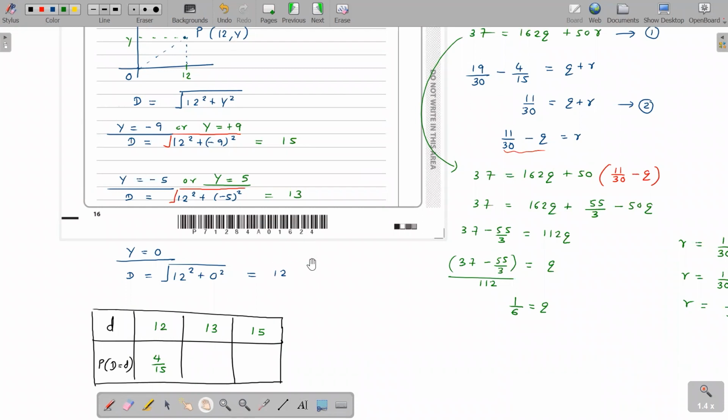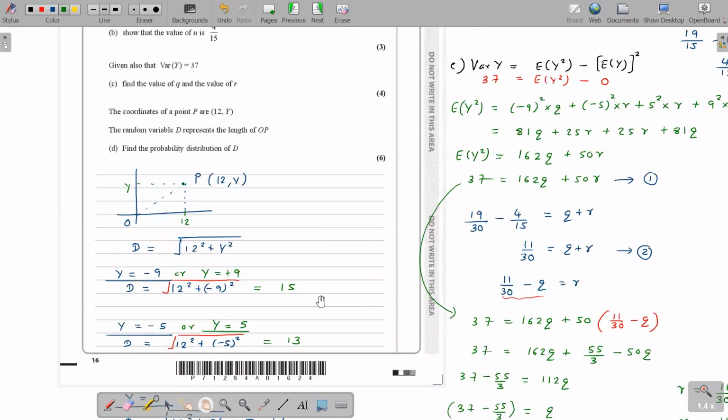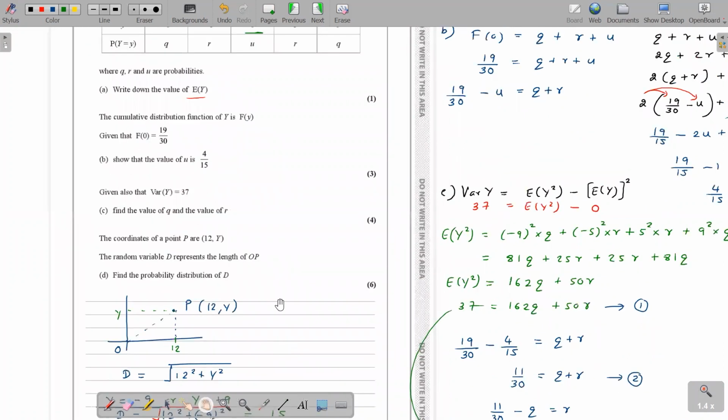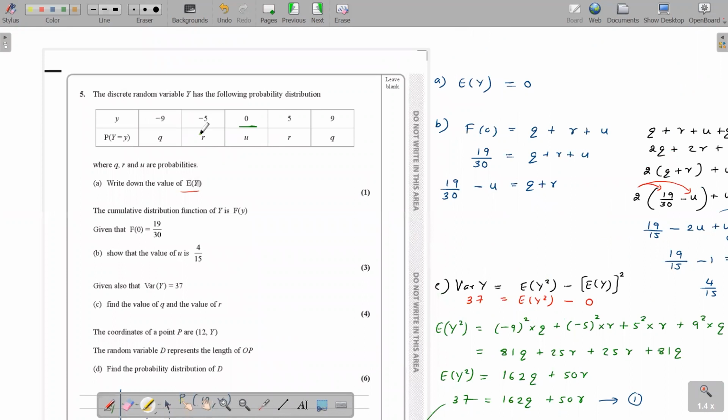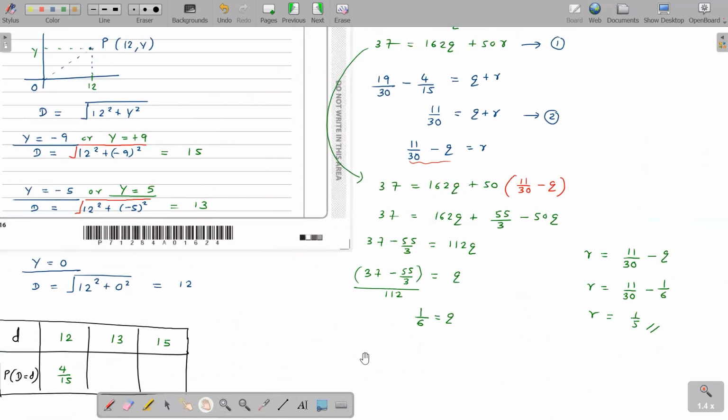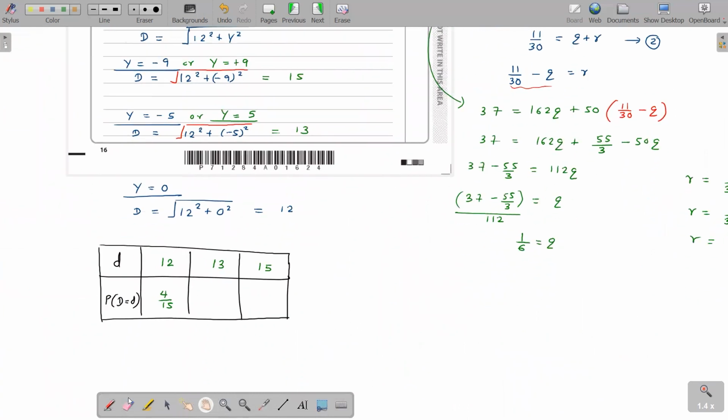Then again, for the distance 13, what are the y values we get? Distance 13 we get from minus 5 and plus 5. So when y is minus 5 and plus 5, what are the probabilities? You get r and r. These are the two probabilities for y to be minus 5 and plus 5. So what is the r value? R value is 1 over 5. So r and there's another r. R plus r means you get 2 over 5. Do you agree with me?